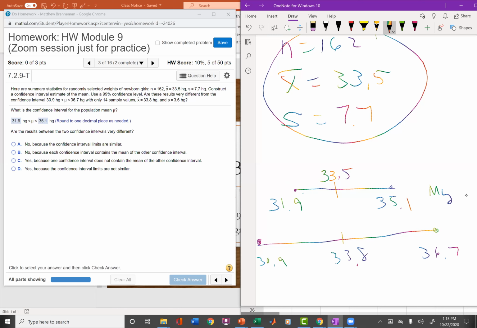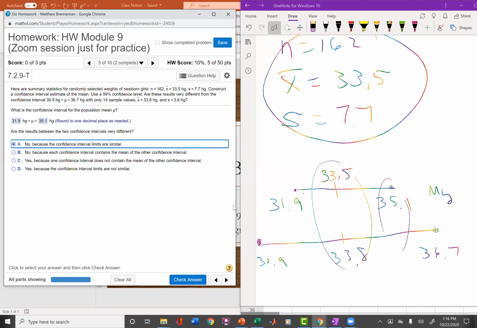And because the confidence interval limits are similar, well, similar is kind of subjective, right? Let's look at the other one. Because each confidence interval contains the mean of the other confidence interval. So one of the questions here is which mean? Are they talking about possible population means or the sample means? And again, this is why I give you two choices. So I'm going to say that they are similar. Okay, they overlap, and the one's contained in the other. Let's see how they interpret it.